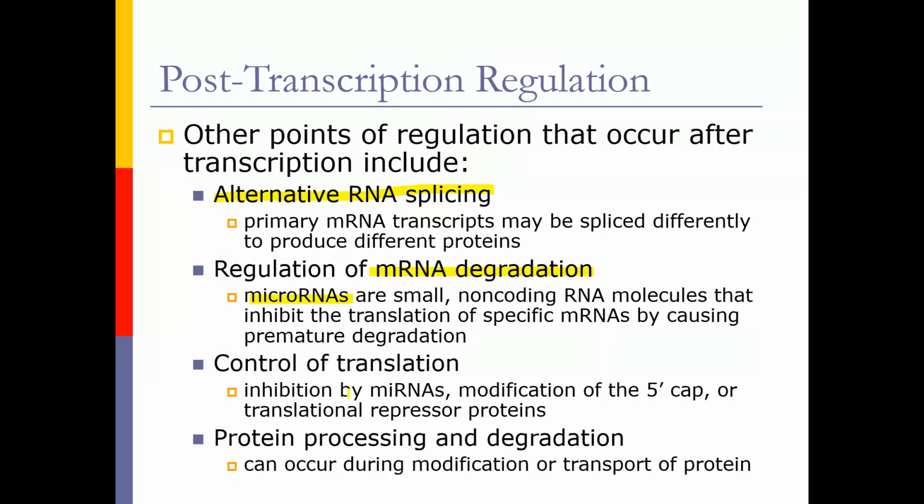There could also be some translation controls. These microRNAs could inhibit translation, or there could be changes to the 5' cap or the poly A tail. There could be proteins that repress translation. And so even if the gene is transcribed, if it's not translated, then that protein is not going to be made. And then there could even be further changes after the protein is made. The protein itself could be edited or modified, which could lead to a change in expression.